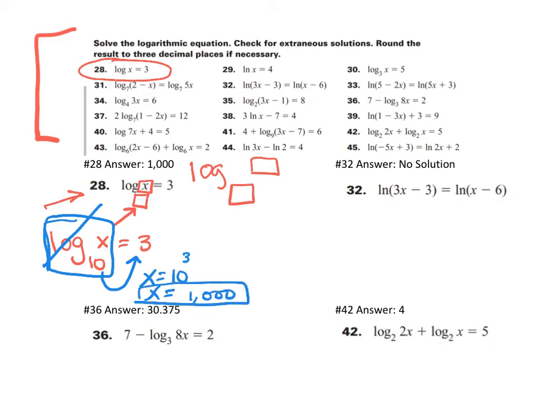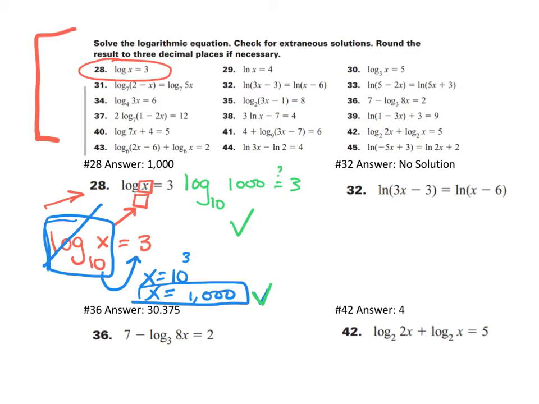Now, when you plug that in, it does make a true statement. So if we go back to number 28, and we plug in 1,000, if we write log base 10 of 1,000, is that equal to 3? Is that a true statement? Yes, it is. Okay, that is true. So 1,000 is an answer.